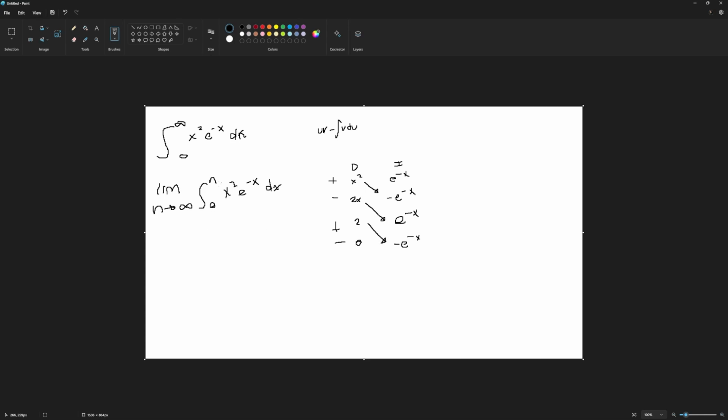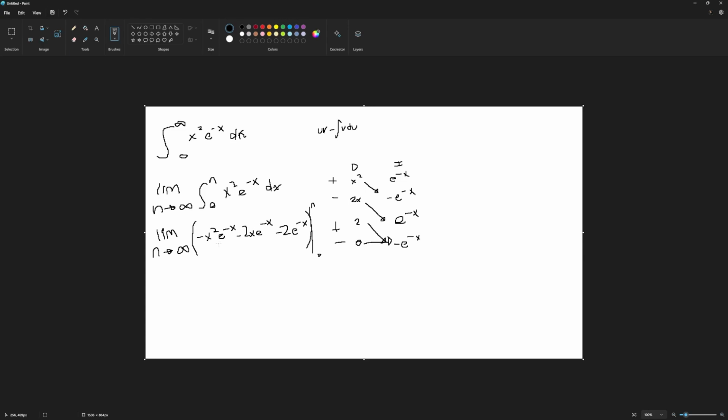And so this integral will be rewritten in the form where the limit is equal to the limit as n approaches infinity of this integral. That integral gets rewritten as negative x squared e to the negative x minus 2x times e to the negative x minus 2 e to the negative x. And we're done. And so now we just have to evaluate this stuff. I'll write out an evaluation from 0 to n.